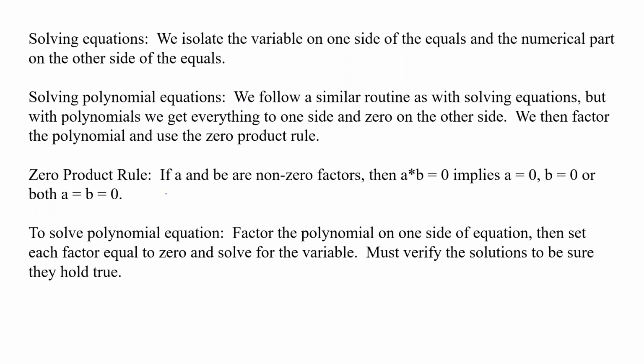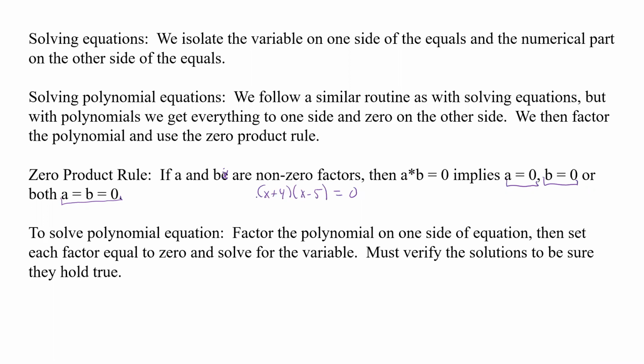It says if A and B are non-zero factors, then A times B is equal to 0 implies either A equals 0, B equals 0, or both A and B equal 0. And so what that means is we're going to set each of the factors equal to 0. So maybe we have x plus 4 and x minus 5 equals 0.